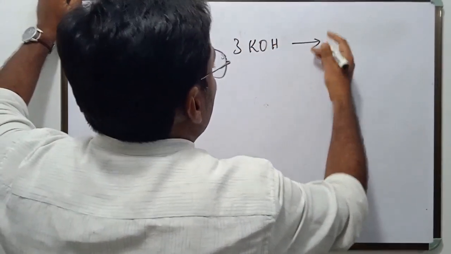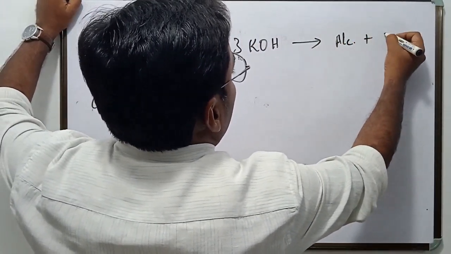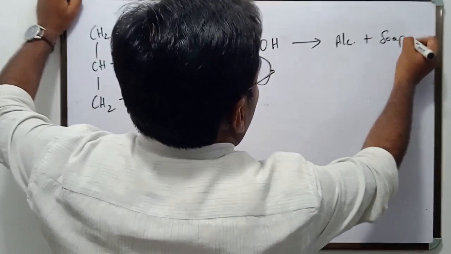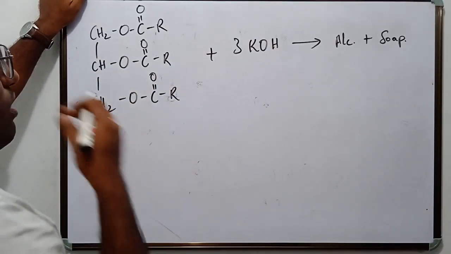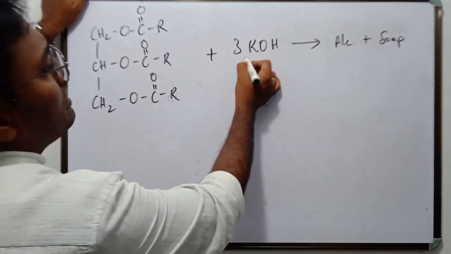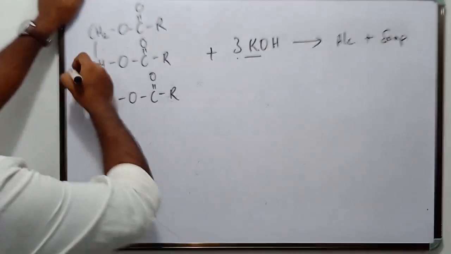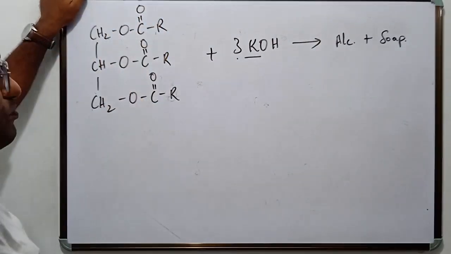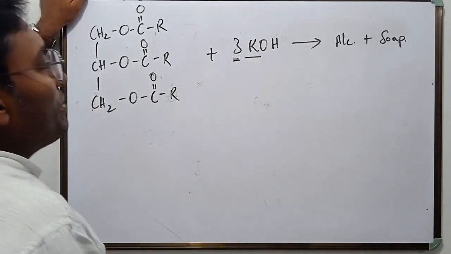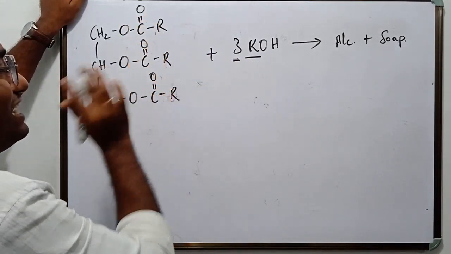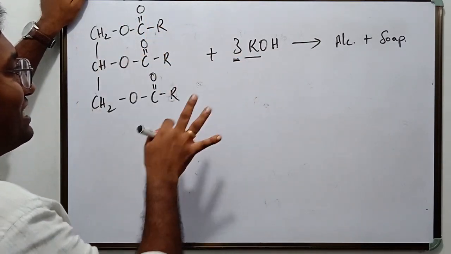Okay, I want to ask you one thing. We get alcohol, that's fine, and we get soap molecule. I'm not going to draw all that. I'm going to ask you only one thing. How many KOH is required? 3 KOH is required. 3 equivalents of KOH for 1 equivalent of triglyceride. Correct? Why 3? Because there are 3 ester linkages.